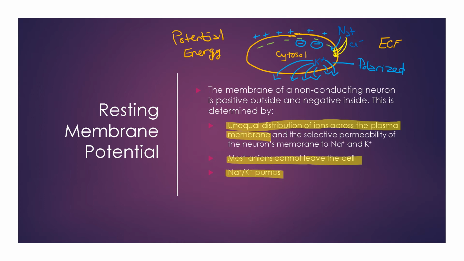This small inward and outward leak of sodium and potassium is going to be offset by these sodium-potassium ATPase pumps. These pumps help to maintain the resting membrane potential by pumping out sodium as fast as it leaks in, and at the same time bringing in potassium. So we have these pumps here. This is going to be a sodium-potassium ATPase pump.